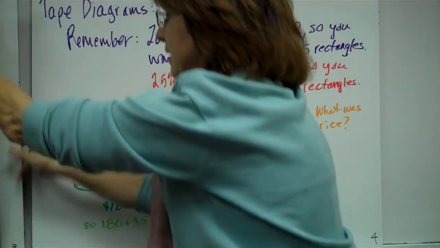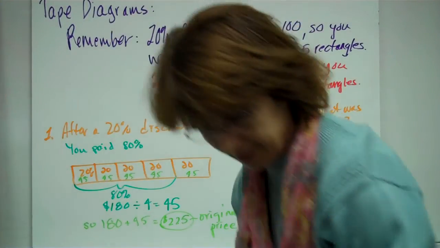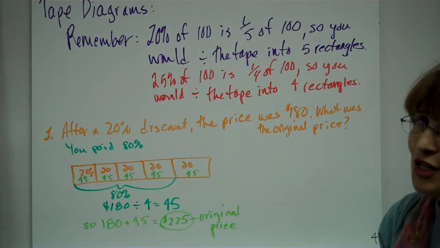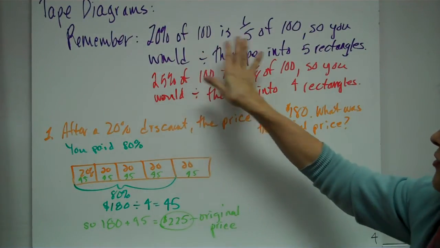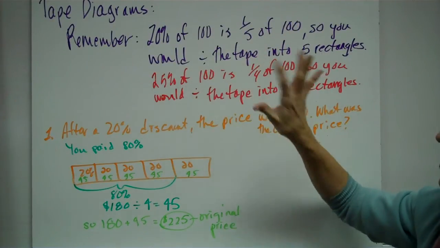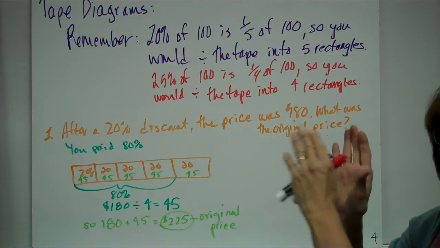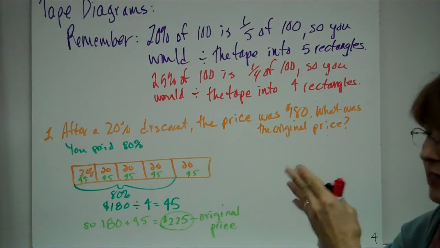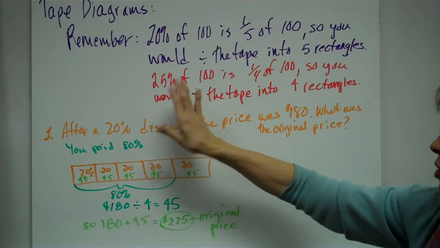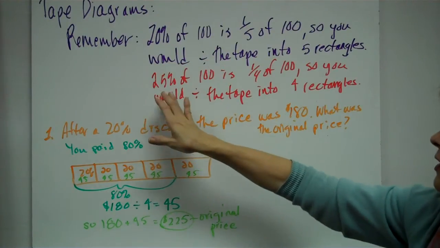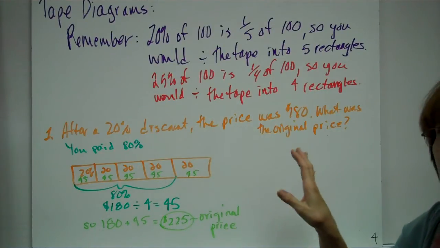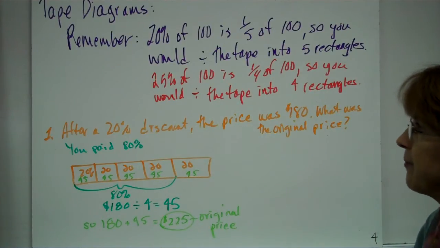Now, oops, sorry about that. Now we're going to do the tape diagrams. Okay. So we're going to remember now that 20% of 100 is 1/5, just like we talked about before. So you would have to divide the tape into 5 rectangles when you're talking about 100% and 20% or 40 or 60 or 80. Anytime you get any of those, you want to use 1/5 or a multiple of 1/5. Now 25% of 100 is 1/4 of 100, so you would divide the tape into 4 rectangles. And we'll talk about that and you'll understand that in just a minute.